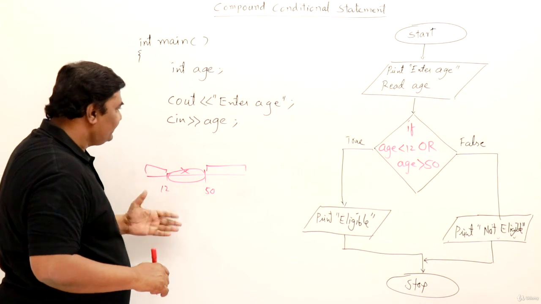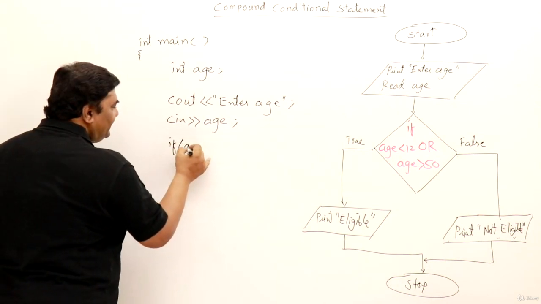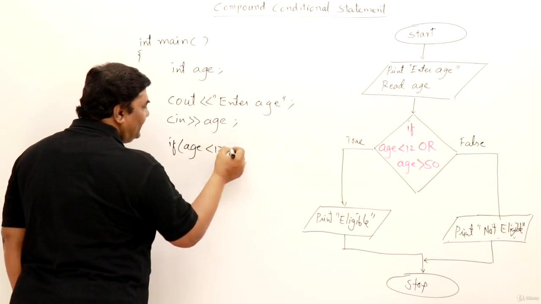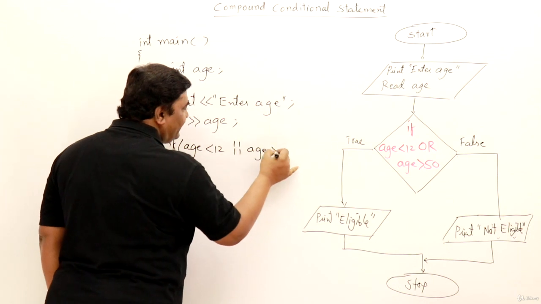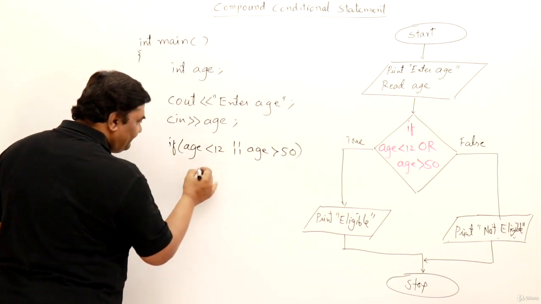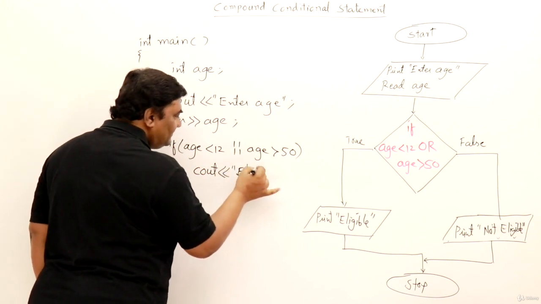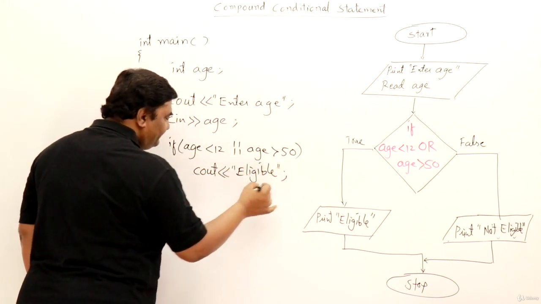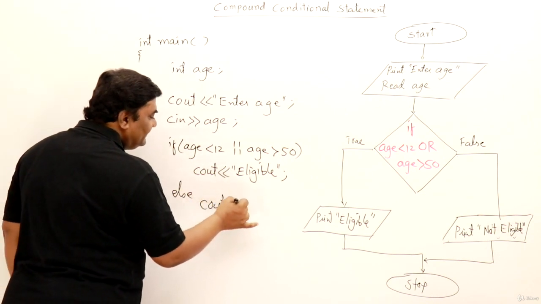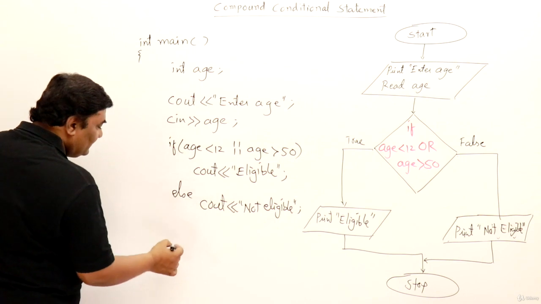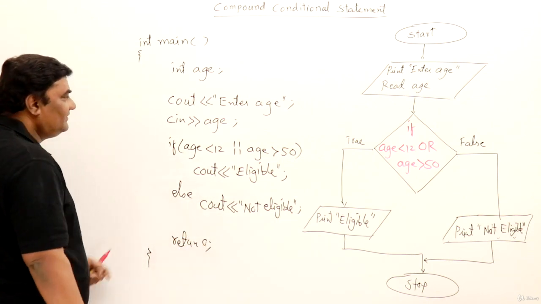Already we have this. So I just have to write the condition and give a message. Here I will write the condition: if age is less than 12 or, and or means double pipe we use, age is greater than 50, then we will print a message by saying cout eligible. Otherwise means else. I just have to give a message that is not eligible. That's all. End of main function. So say return 0 and end.